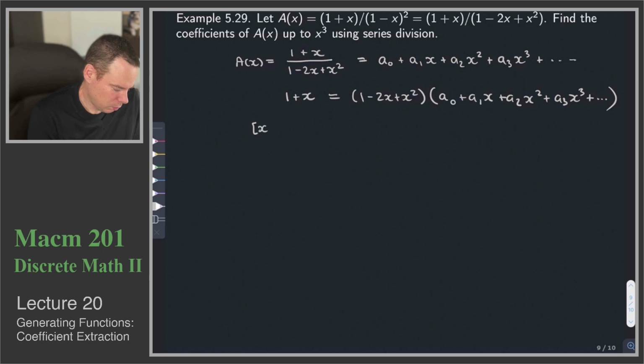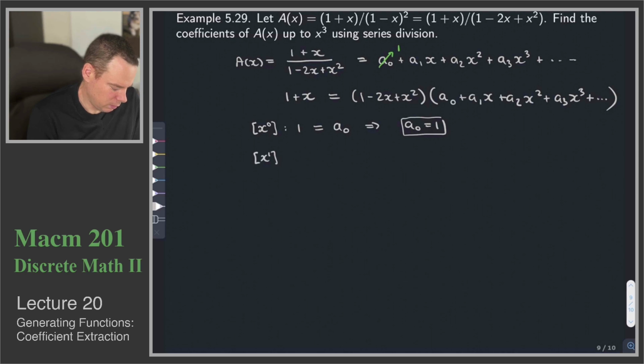So we'll just go across one coefficient at a time. If I look at the constant term, the coefficient of x to the 0, what do we have? Well, the constant on the left is 1. So 1 is equal to, and what's the constant on the right-hand side? It's just the product of these two, so it's a0. And so that tells me that a0 is equal to 1. And there we go. We've figured out what the first coefficient has to be for A of x.